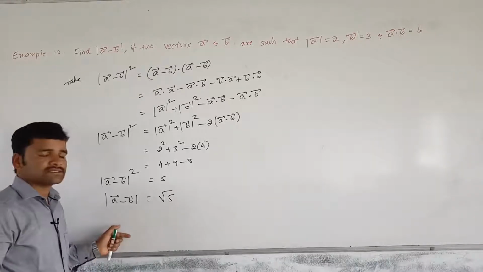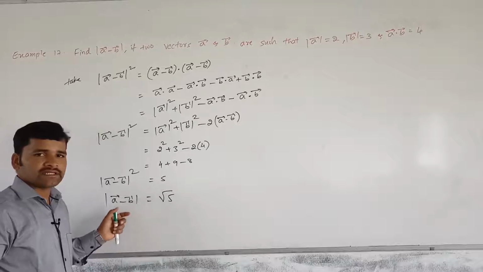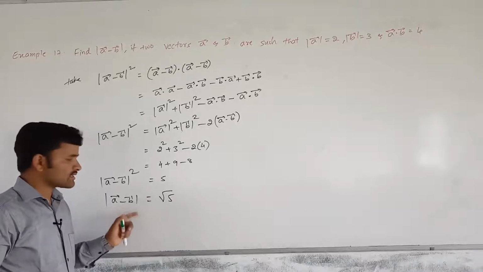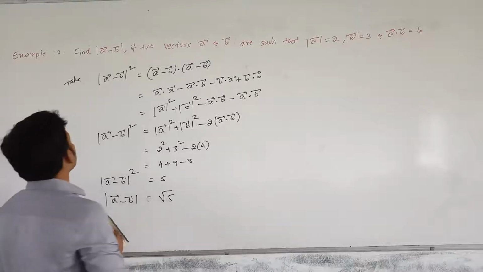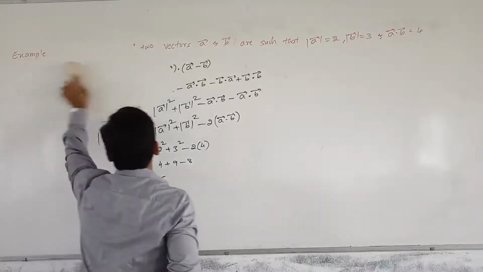Magnitude of the vector means the length of the vector. Length of the vector can't be negative. You should not write plus or minus here. You should write only plus. This is about example 17.